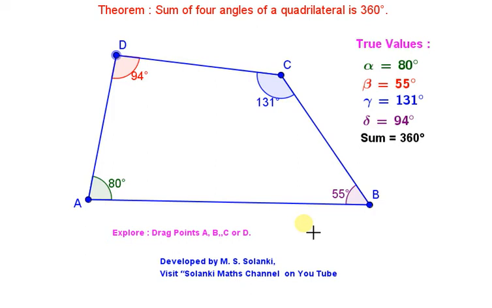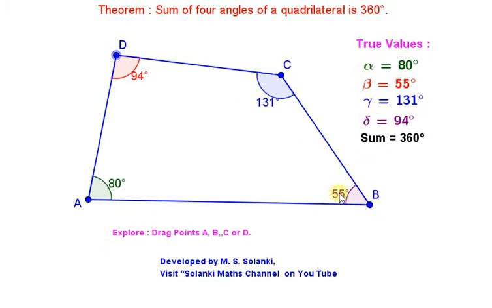This is also one of the theorems taught in class 6 or 7. Here the sum of the four angles of a quadrilateral is 360 degrees. A, B, C and D is a quadrilateral. The value of angle A is 80 degrees, denoted by alpha.